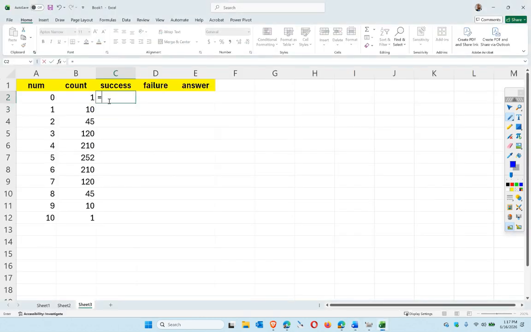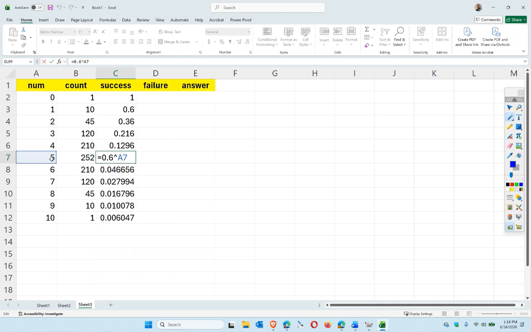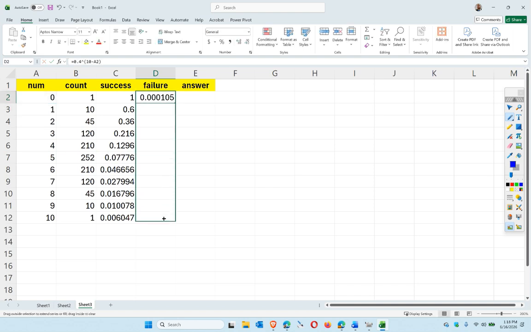I'm sorry. So 60% to the power of the number of people. And we can drag that down, right? So 60% of the 5. Perfect. So failure is 40% of the unfun people who don't believe in aliens to the power of parentheses 10 minus the number of successes. Correct? Close that off. Drag it down.